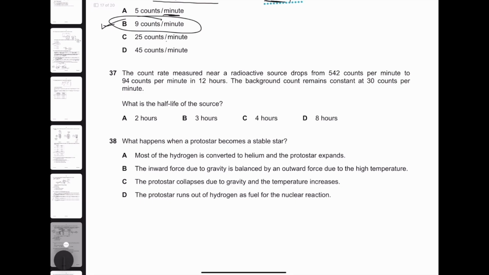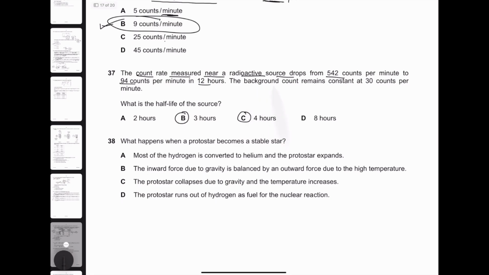Now, this is also a good question. Most students in this question will end up picking the answer B instead of C, and I'll tell you why. See, the count rate measured near a radioactive source drops from 542 to 94 in 12 hours. The background count rate is constant at 30 counts per minute.